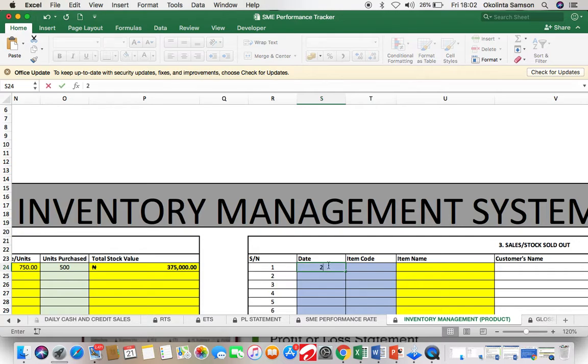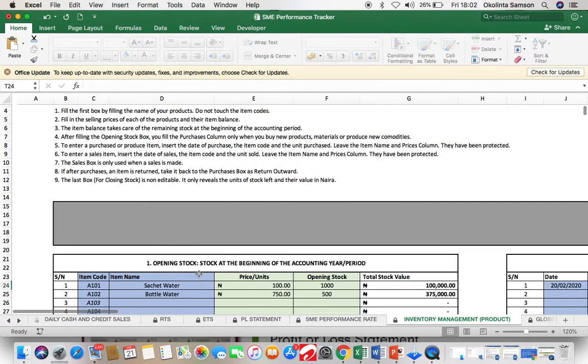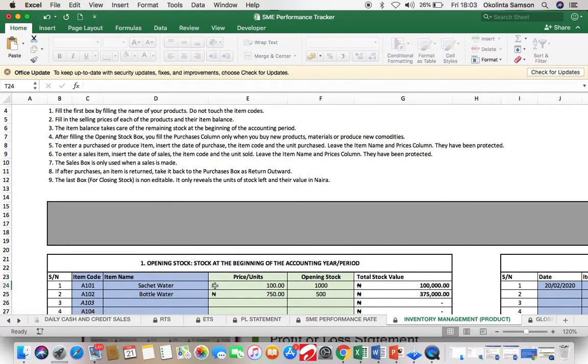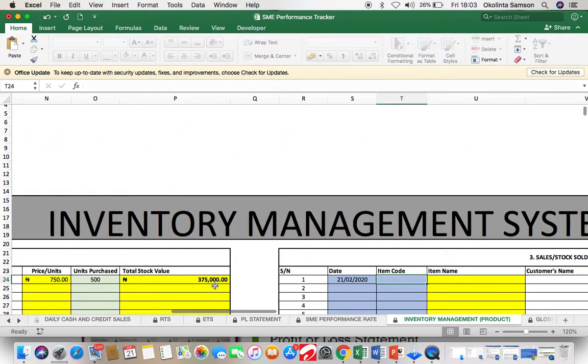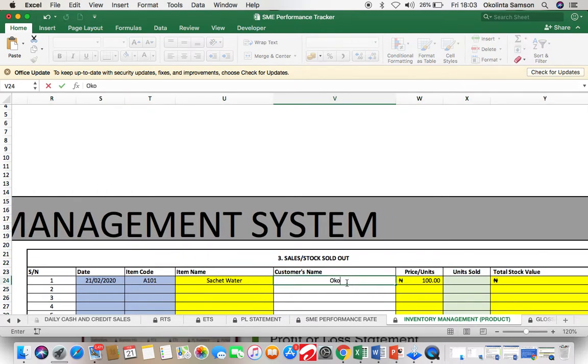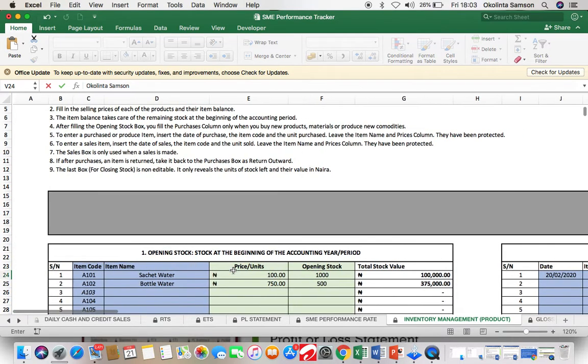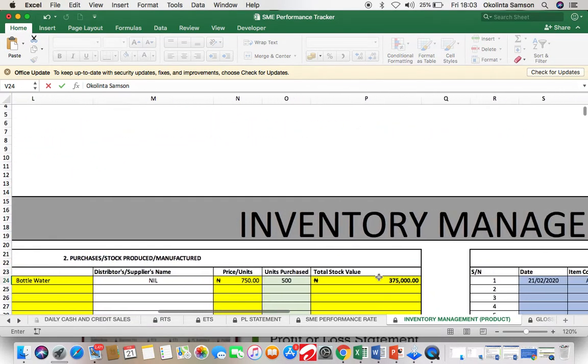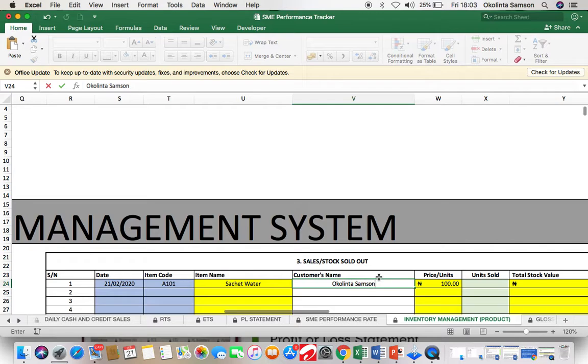As you make your sales too, you also need to include them here. So let's say on the 21st of February, we sold just sachet water. So we come here and input only the code, A101. This comes up here. Let's say Okolinda Samson bought some. Let's say he bought 1,000 bags, rather, not bottles.